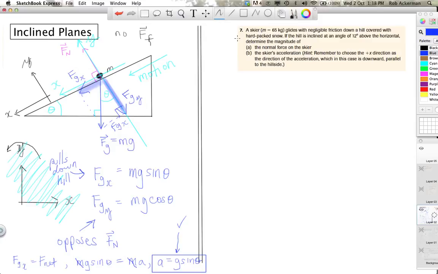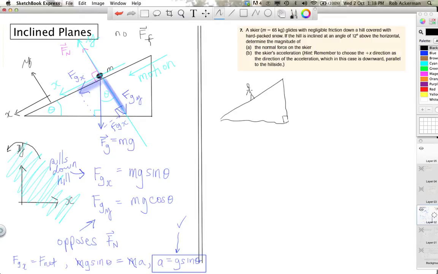Question 7, I also forget the page. I apologize. It's in your homework schedule. I'm sure you'll find it. It has a skier going down a hill which is inclined at 12 degrees, and there's negligible friction, so we're going to read that as no friction. They ask you for the normal force on the skier and the skier's acceleration. Well, I don't want you guys to memorize these formulas for Fn up here and for Fg here. I'd like you to get used to drawing the free body diagram, because in some challenging instances, it'll really be important that you know how to do this.